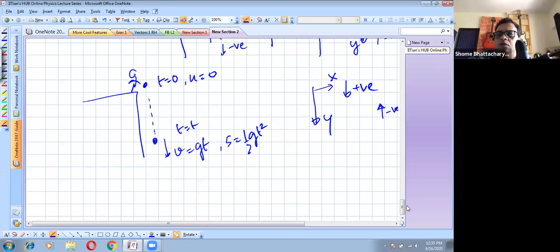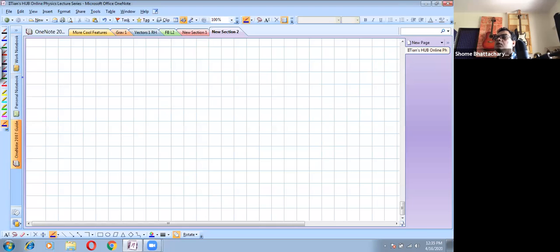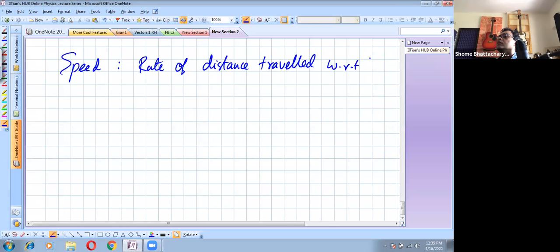Okay. Now coming to the next thing about distance, about speed. We have just discussed about distance. Now let's understand the next parameter in kinematics, which we call speed. So the speed is defined as the rate of distance traveled with respect to time. I'm going to avoid using the term v for speed because we are already using it for velocity. So I will just call it speed. Speed is defined as delta d divided by delta t, where delta t is a very small interval of time.